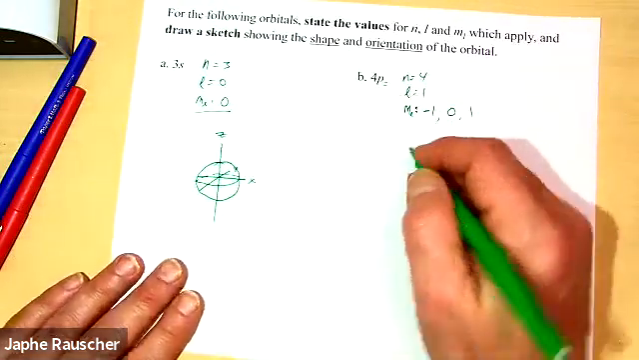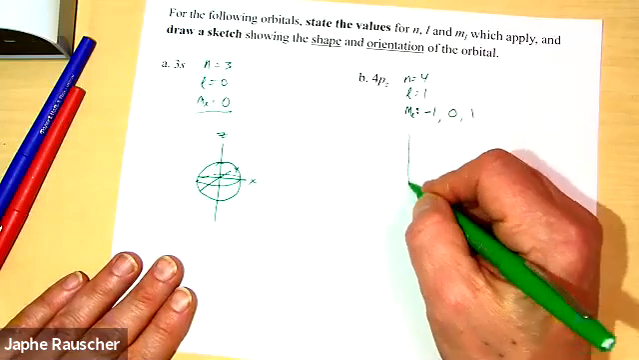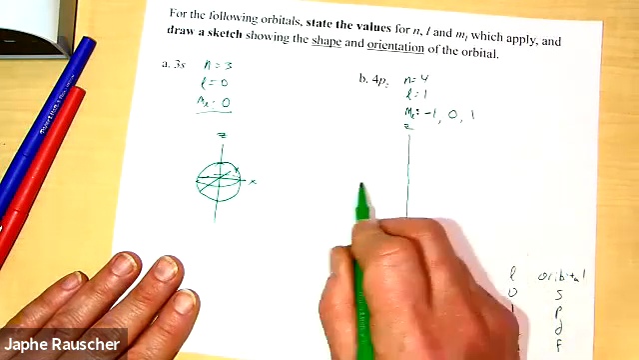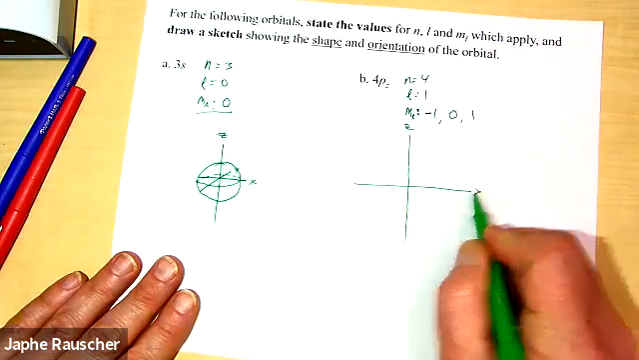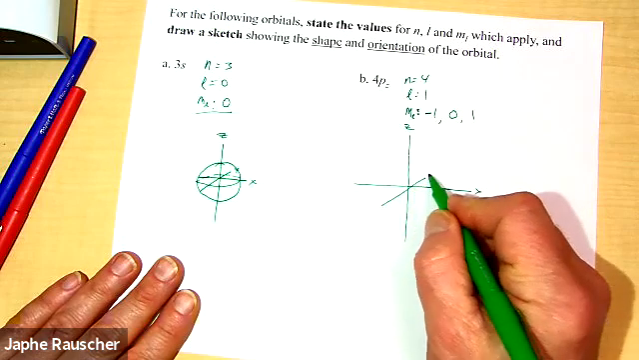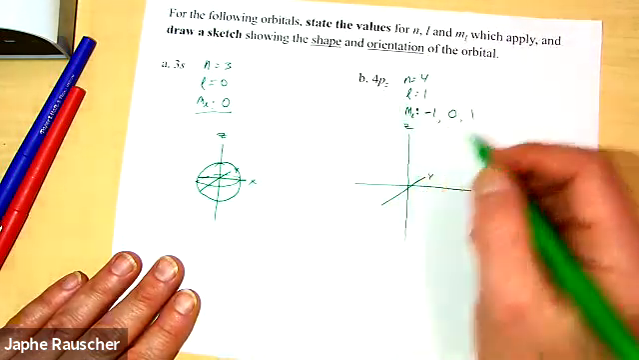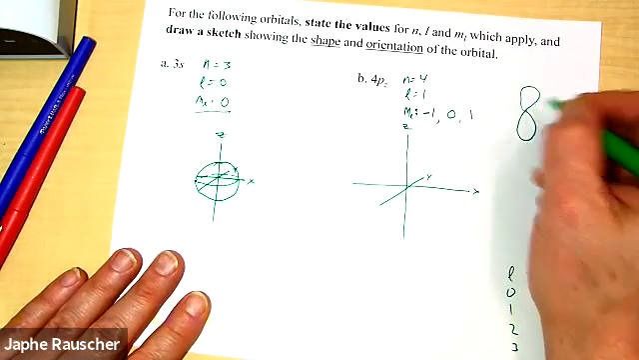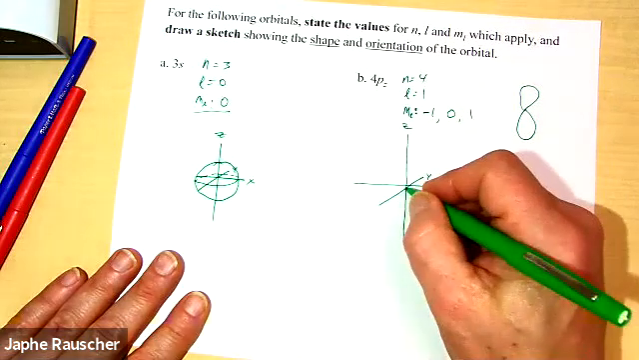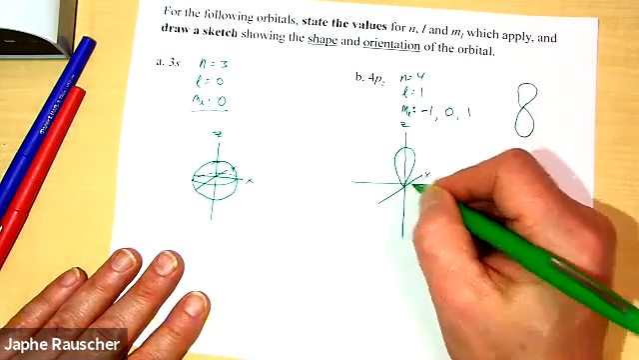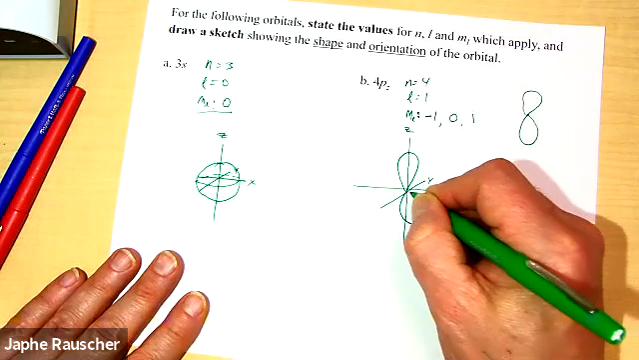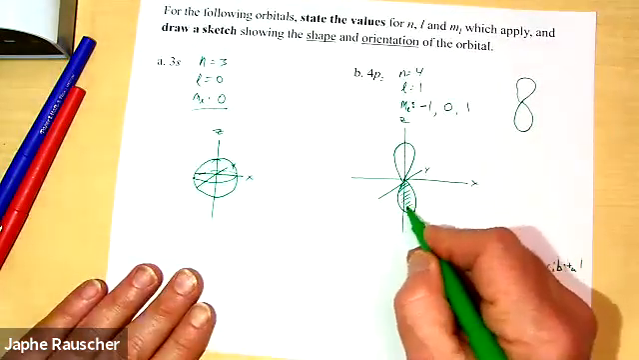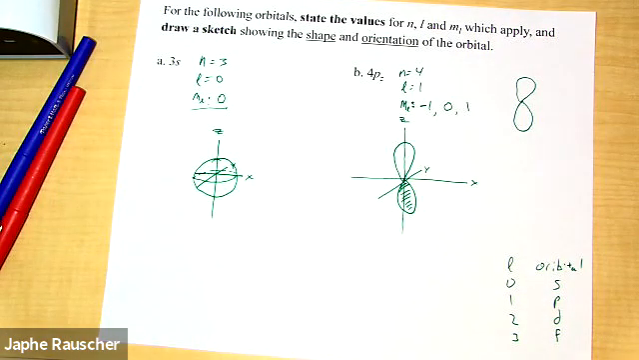So for a 4pz orbital, we're going to draw our z-axis, our x-axis, our y-axis. All right, so the p orbitals are barbell shaped, right? And this particular one, since it's pz, is going to be oriented on the z-axis. Okay, and let's just color one of them to show that they're different phases. There you go.